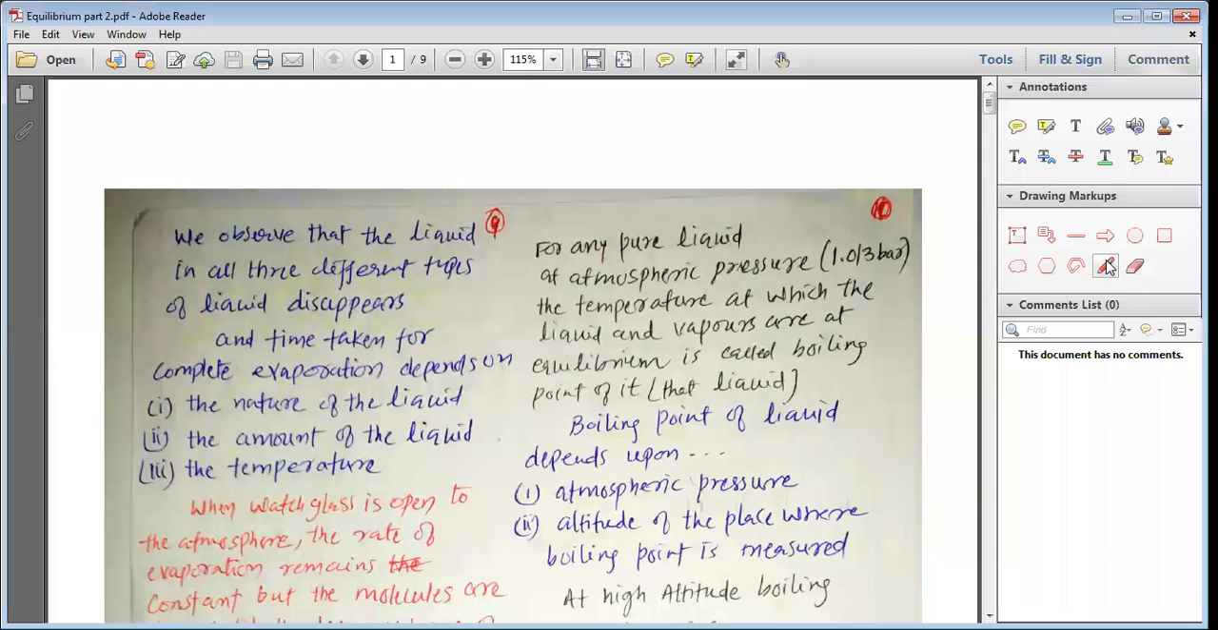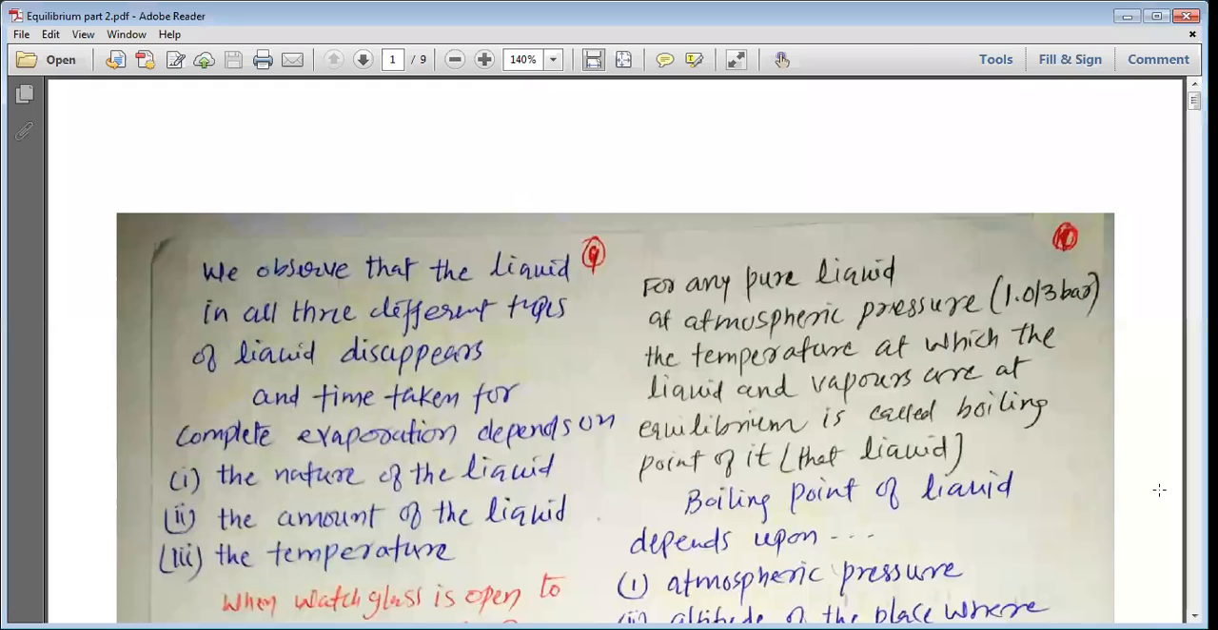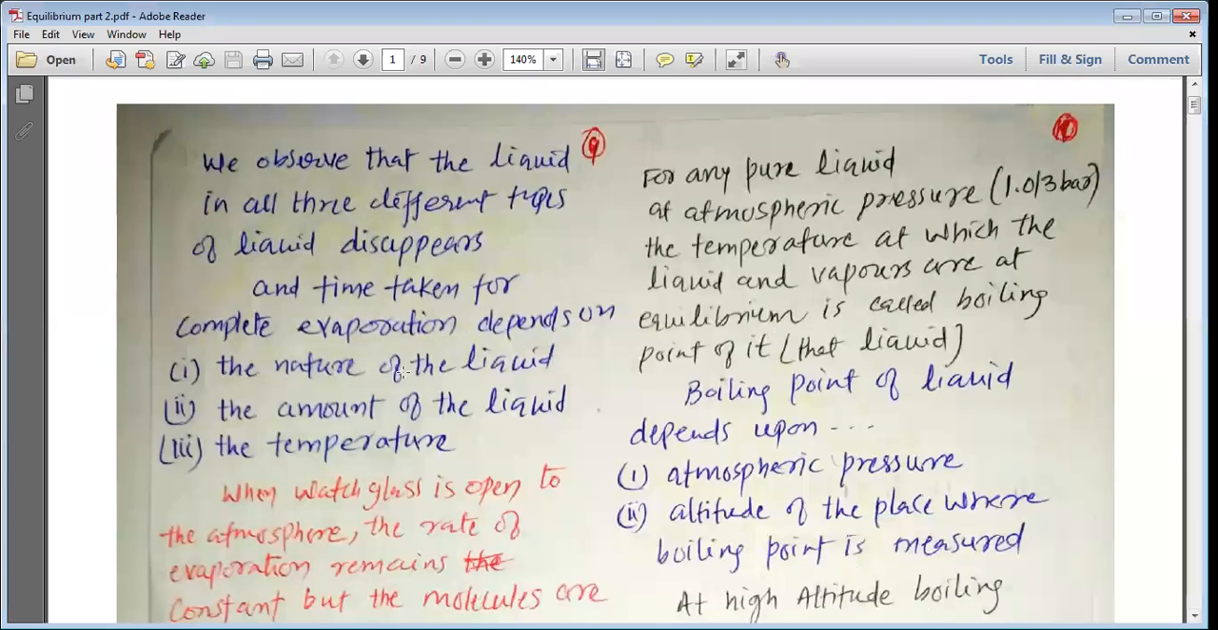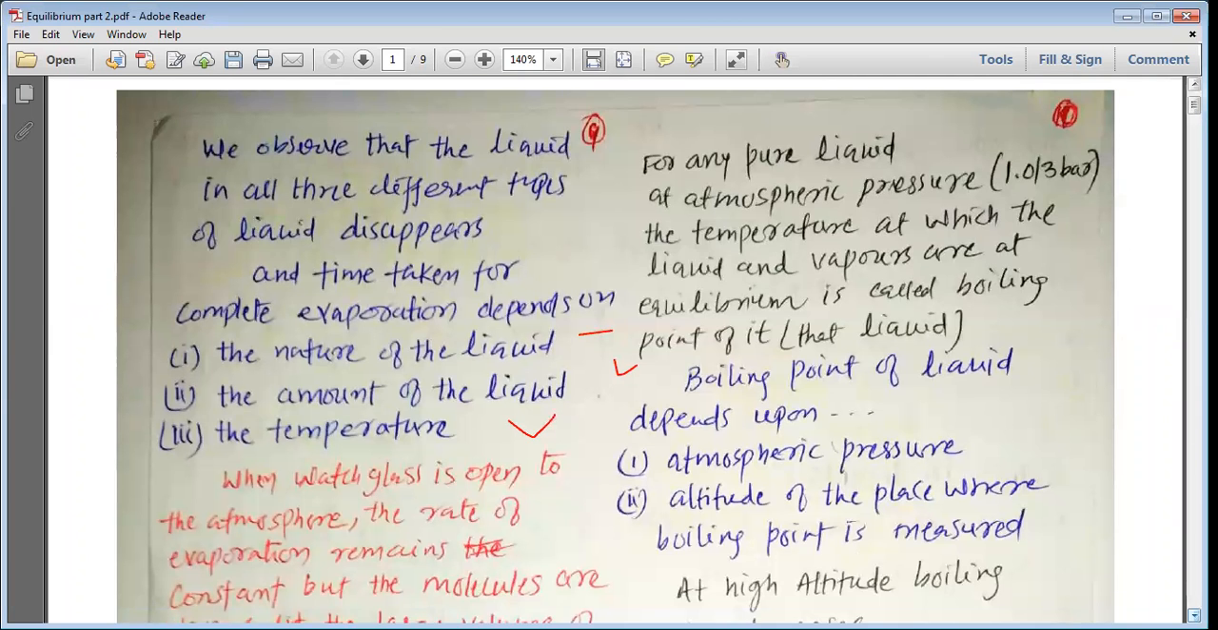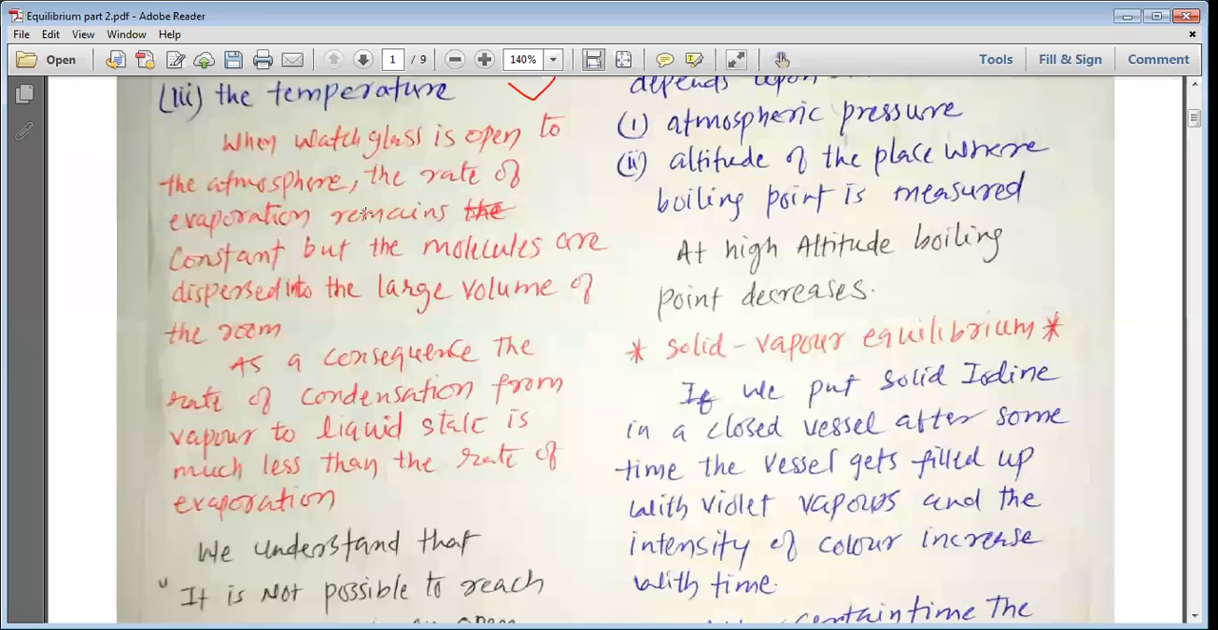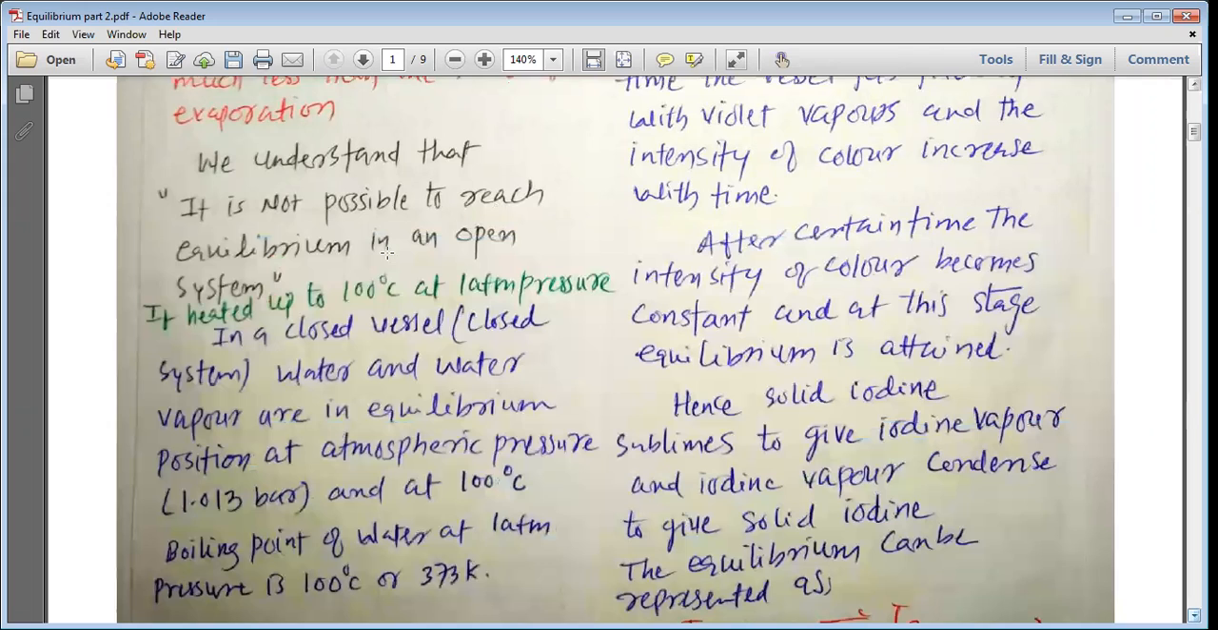Let us see the disappearance of the liquids, and the time taken for the complete evaporation depends upon the nature of the liquid, amount of the liquid, and the temperature. When the watch glass is open to the atmosphere, the rate of evaporation remains constant, but molecules disappear into the large volume of the room. So by this experiment, we understand that it is not possible to reach equilibrium in an open system, and equilibrium can be established only in the closed system. That is what we understand.